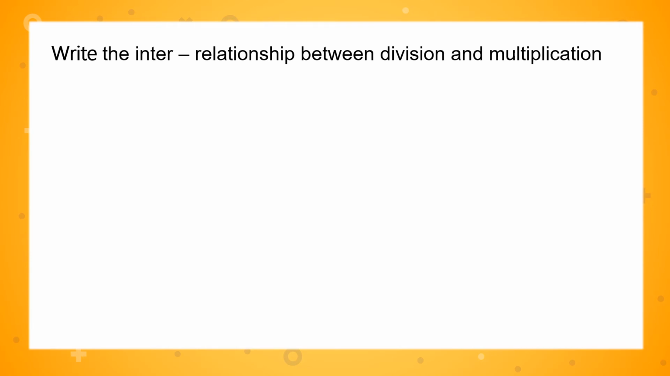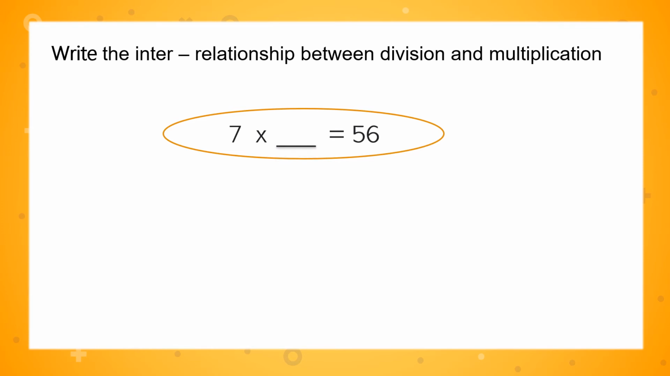Next sum we will solve. Write the interrelationship between division and multiplication. 7 into dash is equal to 56. So here to find out the multiplier, we will say the 7 times table. Your product is given, 56. So we will say the 7 times table till we get the product 56.